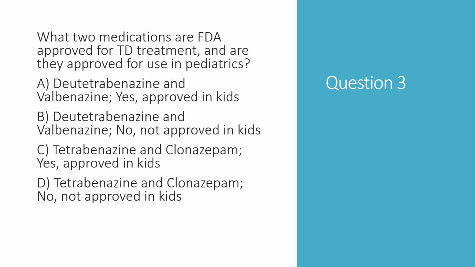Question 3. What 2 medications are FDA approved for TD treatment, and are these medications approved for use in pediatrics? A, Deutetrabenazine and Valbenazine, and yes, they're approved in pediatrics. B, Deutetrabenazine and Valbenazine, no, they are not approved. C, Tetrabenazine and clonazepam, yes, they are approved. And D, Tetrabenazine and clonazepam, no, they are not approved in pediatrics. And the answer is B. Deutetrabenazine and Valbenazine are currently the only medications that are FDA approved, and neither is approved in pediatrics.